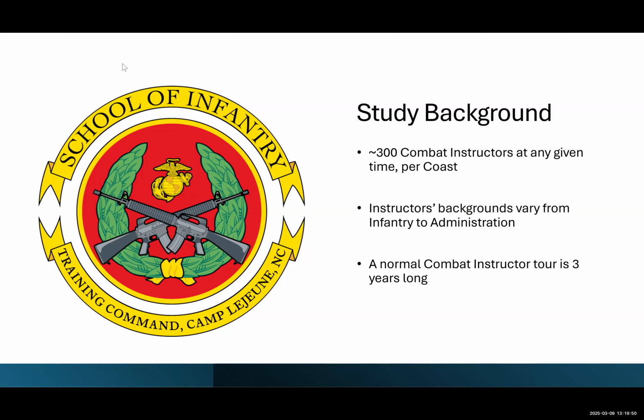And a normal tour is about 3 years long. So you're leaving your main job for about 3 years. The lowest rank that you can be is a corporal. Normally people get promoted to corporal around 2 years in, unless they're meritoriously promoted. So you're looking at a 2 year seasoned Marine up until you've been in for about 10 years.